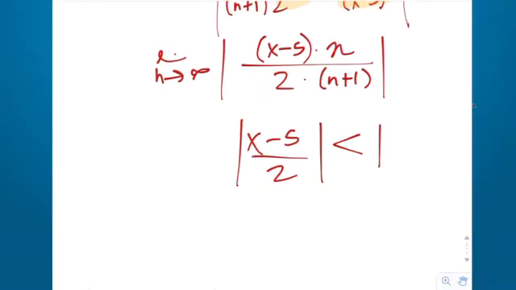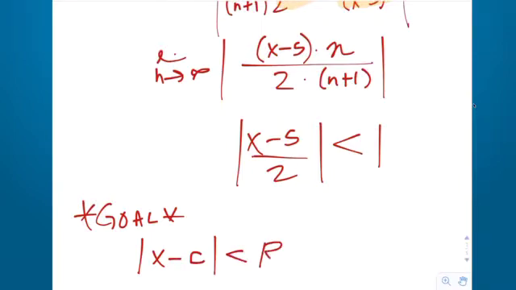Now, if you still have an x left, here's your goal. This is what you want to try and get it to look like. You're going to want it to look like this: the absolute value of x minus your center less than the radius. If you can get it to look like that, you'll be staring at your radius.